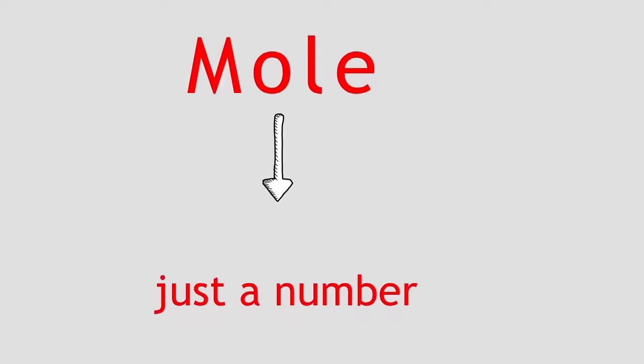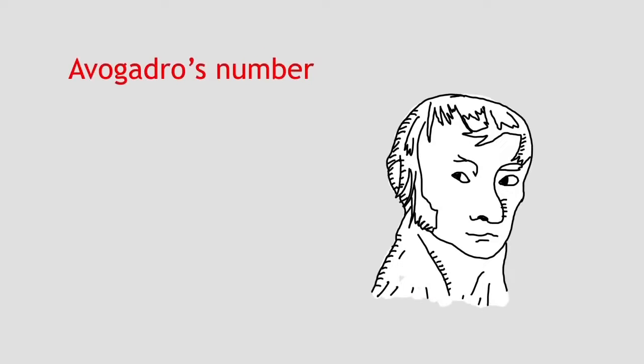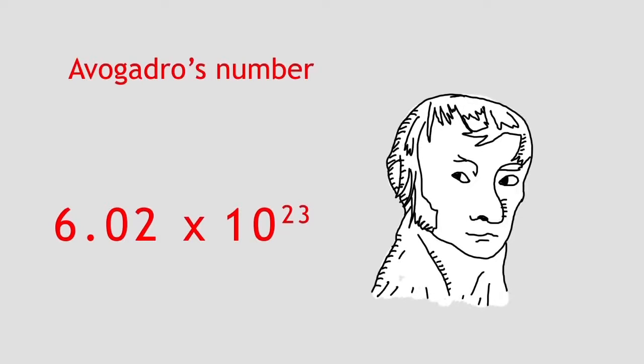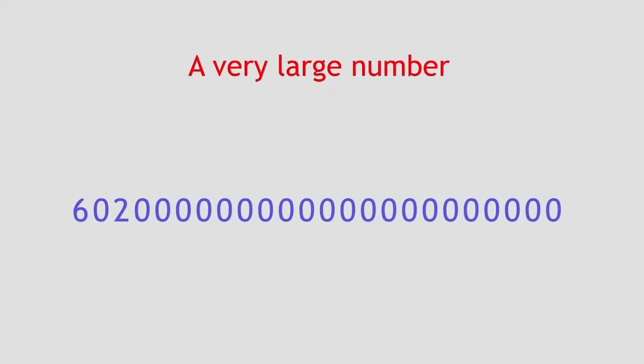Now at the end of this video, you should understand that the mole is just a number. You should know that this number is Avogadro's number, 6.02 × 10^23. And you should have an appreciation that this is a very large number indeed.